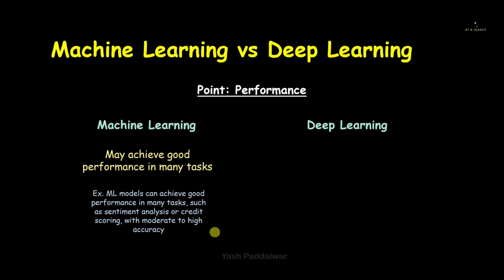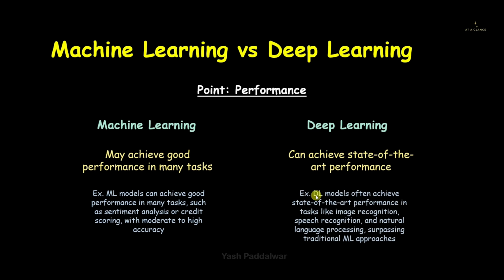Now, deep learning is known for achieving state-of-the-art performance, which means it achieves the best results compared to other methods in a specific field. It showcases the cutting-edge capabilities of deep learning models. Deep learning models achieve state-of-the-art performance in tasks like image recognition, speech recognition, and natural language processing. It surpasses the older machine learning approaches and gives cutting-edge performance. So, performance-wise, deep learning is the best. I hope this difference between machine learning and deep learning with respect to performance is clear to you all.